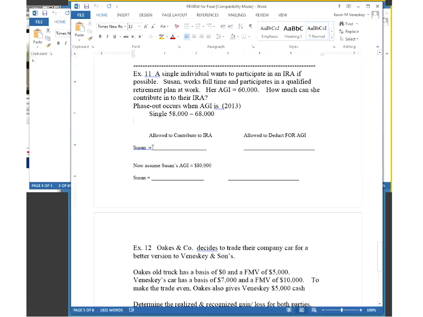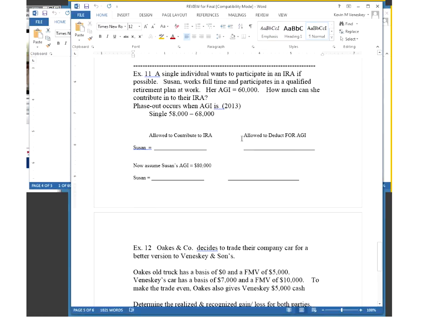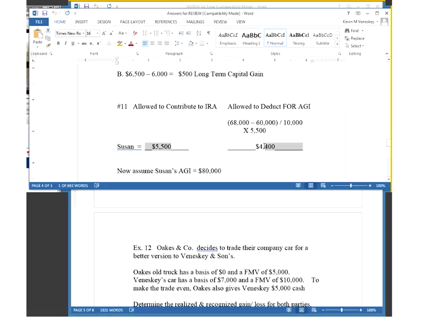So she can't contribute the entire, remember, how much is she allowed to contribute to an IRA? Well, she's allowed to contribute $5,500. So that's what you're allowed for an IRA, but how much are you actually allowed to deduct? Well, since she's in the phase out, how I do it, and it's different than the book, but it's one less step, and I think it's easier. Take your top phase out minus the AGI, so there's 8,000, and then divide it by the span, which is 10. So 8 divided by 10 is 80%, and you get 80% of 5,500, which comes out to be $4,400.